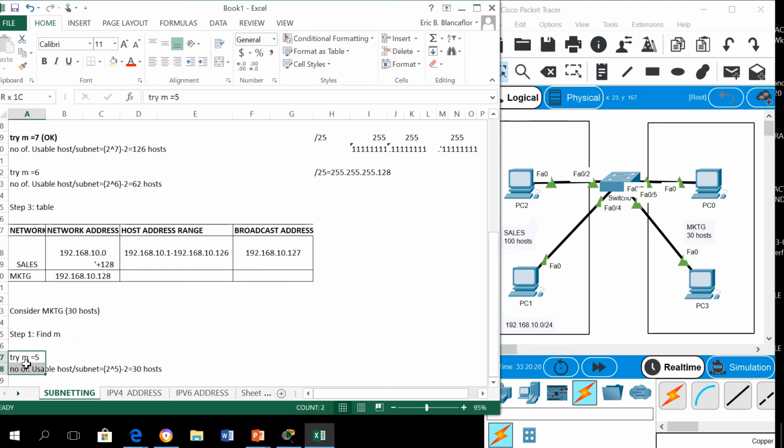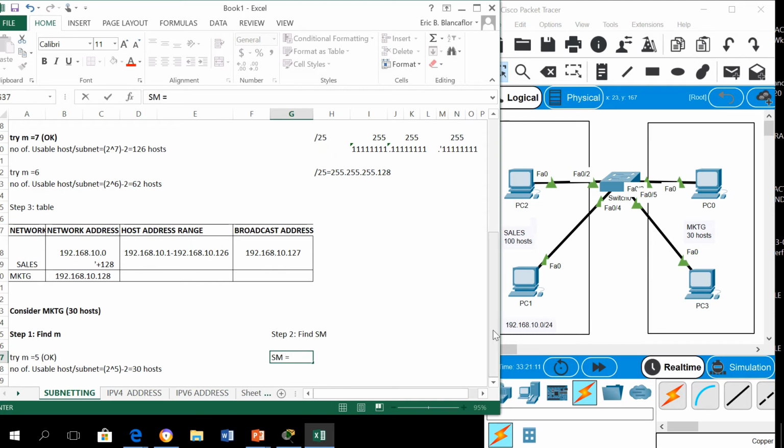That's an exact value based on our host requirement. So at M of 5, that's already okay. The next step is we find the subnet mask. This is very easy. If you found it confusing a while ago, it just takes practice. If you practice and practice, you really absorb every concept and procedure.